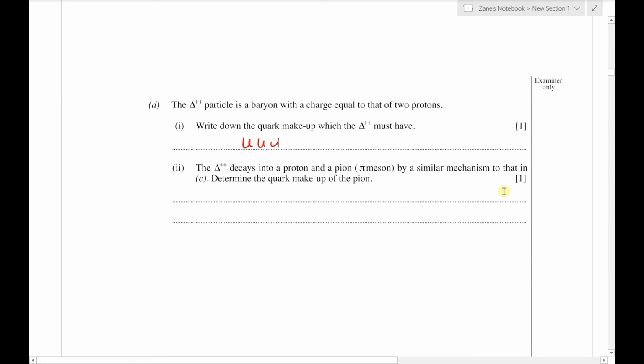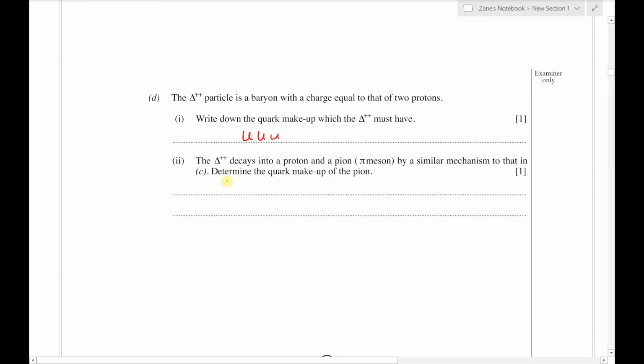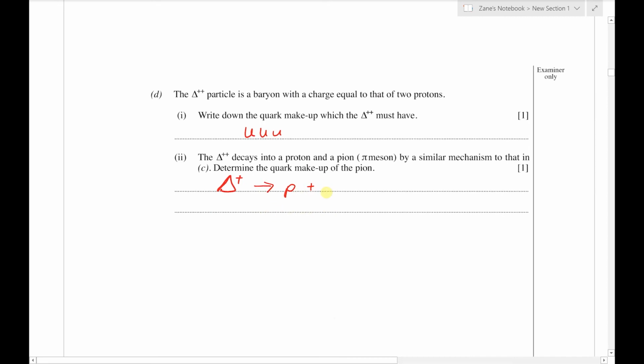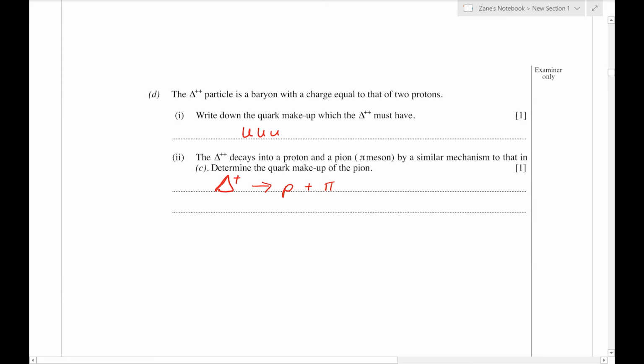The delta double plus decays into a proton and a pion, a pi meson, by a similar mechanism to that in part C, and we've got to determine the quark makeup of the pion. So what we've got here is the delta plus will decay into a proton and a pion. I'll just leave it as a pi for the moment, and we'll work out what it is in a moment. So the delta plus was down, down, down. The proton, we must learn, is up, down, down, plus the pion.